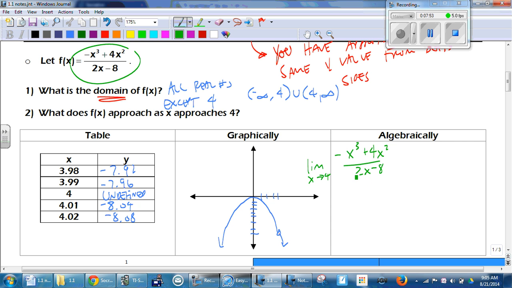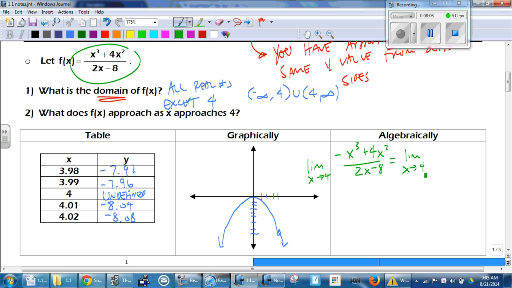If you get 0 on top and bottom, that means you need to do something to try and reevaluate this limit. So what we're going to do is factor. We can factor the top and the bottom. So I'm going to leave the limit as x approaches 4 out there. On top, we can take out an x squared, but I'm actually going to take out a -x squared because this leading coefficient is negative. So if I take a -x squared out, on the inside I'm left with an x, right? If we take -x cubed divided by -x squared, we just have x. 4x squared divided by -x squared, we get a -4. So we get x minus 4 on the inside.